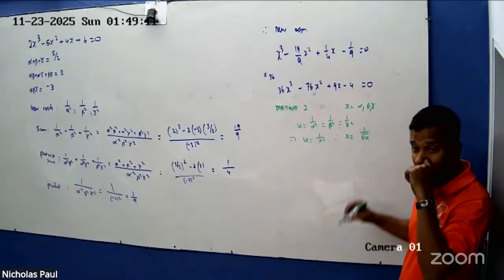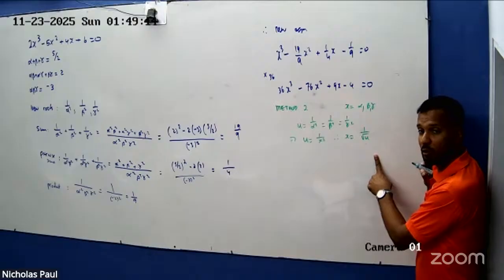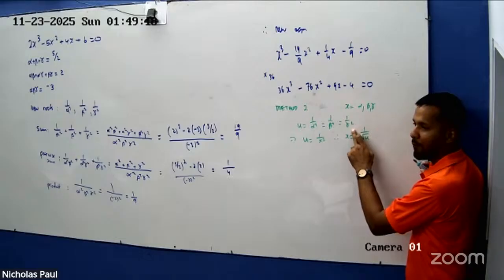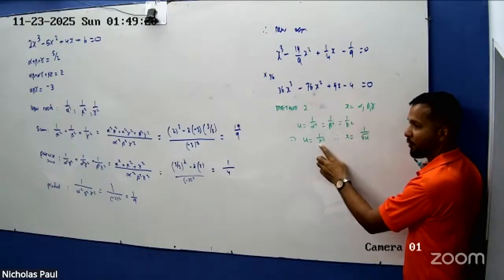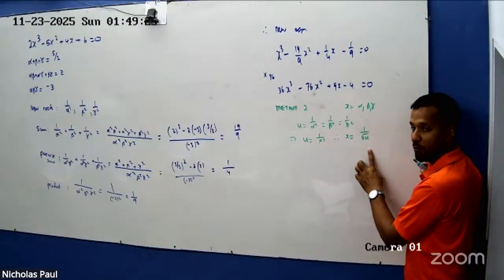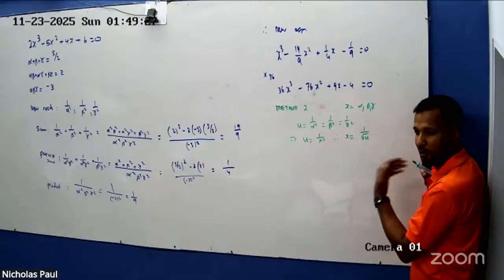Right? If you wanted to try method 2, remember, it's 1 on alpha squared, 1 on beta squared, 1 on gamma squared. So that's 1 on x squared, right? So if you make x the subject of the formula, it is 1 on the square root of u. So it becomes a little bit harder to work with, right?